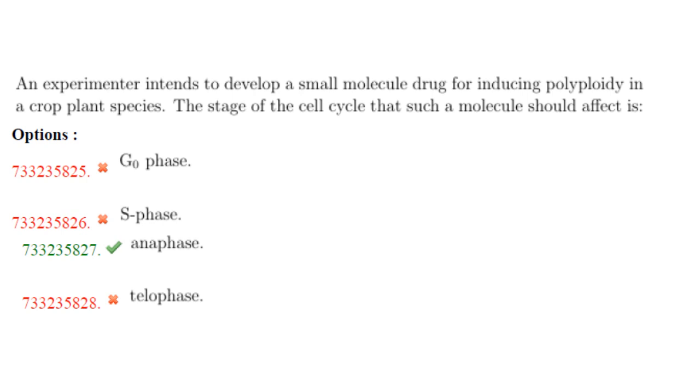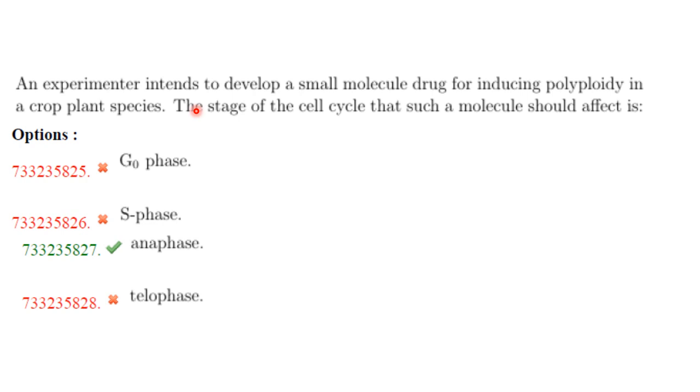Then next one: an experimenter intends to develop a small molecule drug for inducing polyploidy in a crop plant species. The stage of the cell cycle that such a molecule should affect is... So polyploidy is a condition in which cells of an organism have more than one pair of chromosomes. And the formation of polyploidy is due to the failure of the chromosome pairs to separate during the anaphase of mitosis. This will result in 2 sets of chromosomes in a single cell, or I can say that it leads to the formation of a polyploid cell.